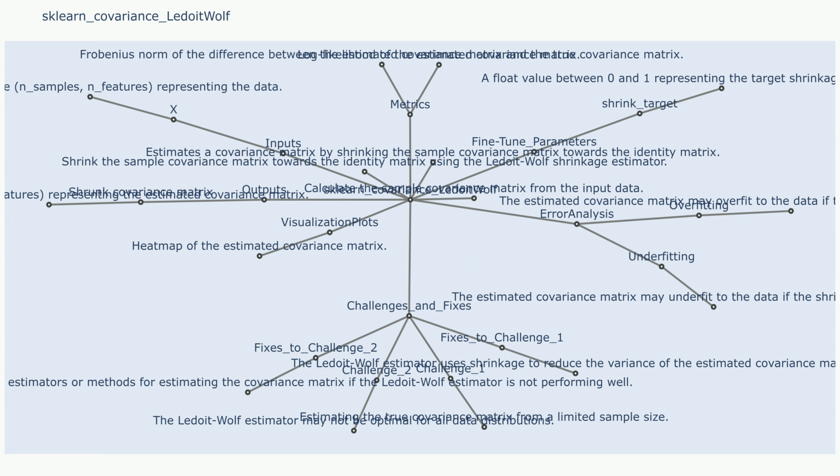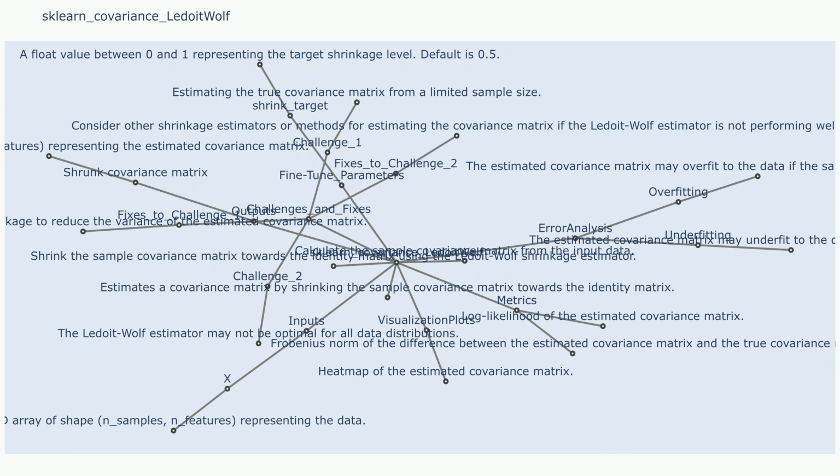Metrics: Frobenius norm of the difference between the shrunk covariance and the sample covariance. This metric quantifies the amount of shrinkage applied. Average of the absolute values of the difference between the diagonal elements of the shrunk and the sample covariance matrices. This metric measures the impact of shrinkage on the variances of individual features.